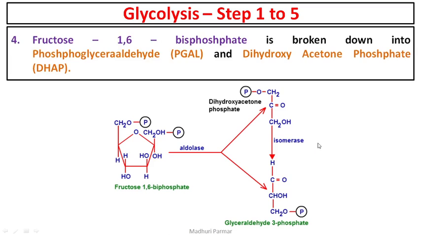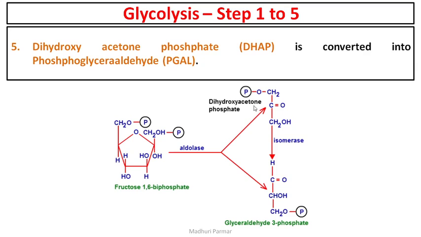Now the next step, the fifth step, is where there is isomerization again. So for the further reactions you require just glyceraldehyde 3-phosphate. So what is done? Dihydroxyacetone phosphate, which is a ketotriose, gets isomerized into an aldotriose, which is glyceraldehyde 3-phosphate. So DHAP gets converted into glyceraldehyde 3-phosphate. So this is your fifth step. And the enzyme here is isomerase. Clear? Because it is converting the ketotriose into aldotriose. That is the only functional group isomerism that is involved here.